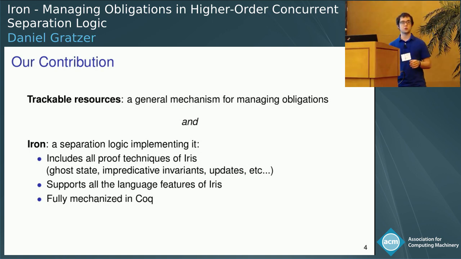And to show that trackable resources are actually useful and scale to some proofs, we've developed Iron, which is a particular concurrent separation logic, which includes all of the proof techniques of Iris. It supports all of the language features that Iris supports, in particular fork, and all of the proofs for Iron are fully mechanized in Coq.